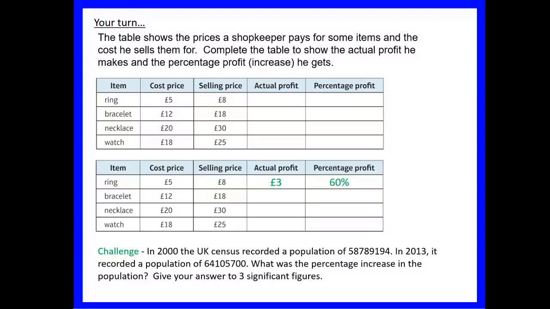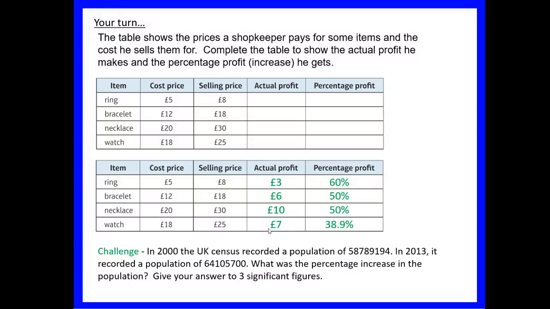Okay, so let's have a look then at that table. So the ring then, the actual profit, the difference between the cost he bought it for and his selling price was £3. So £3 divided by the original value, which is £5, times 100 is 60%. For the bracelet then, the actual profit is £6, and £6 divided by the original value of 12 times 100 is 50%. For the necklace, the actual difference there, 20 to 30 is £10. 10 divided by the original value of 20 times 100 is also 50%.